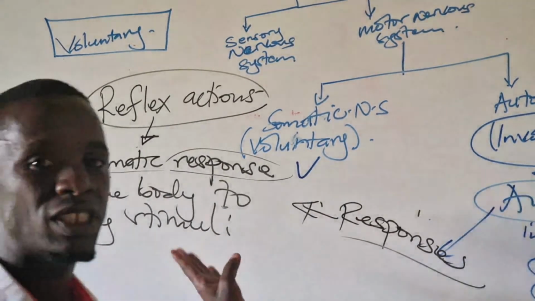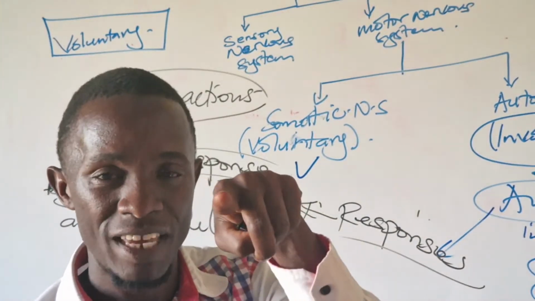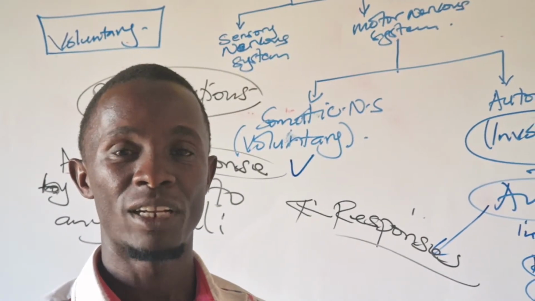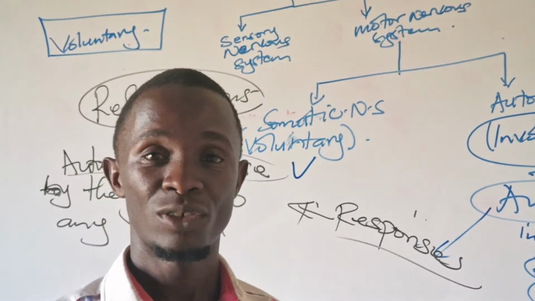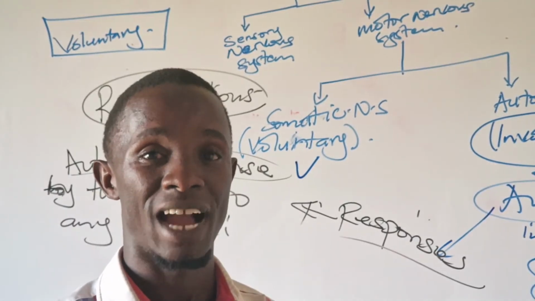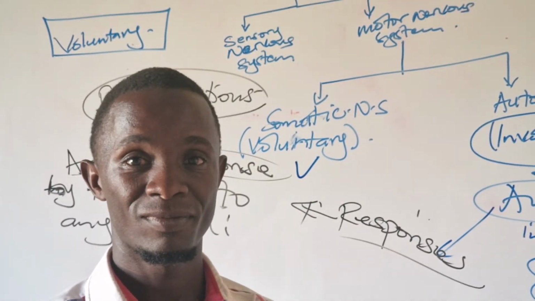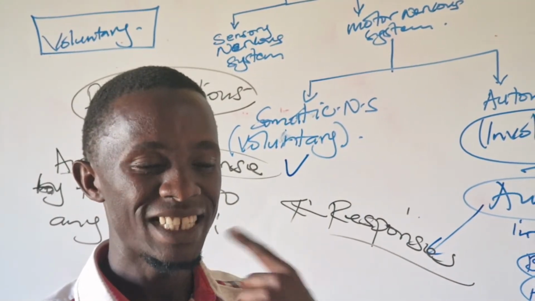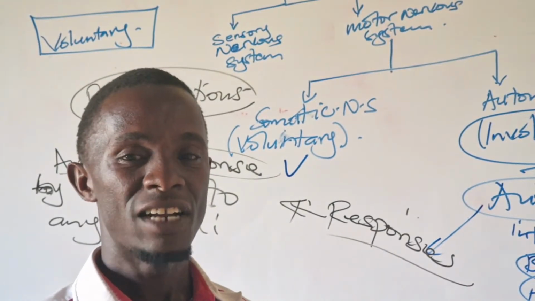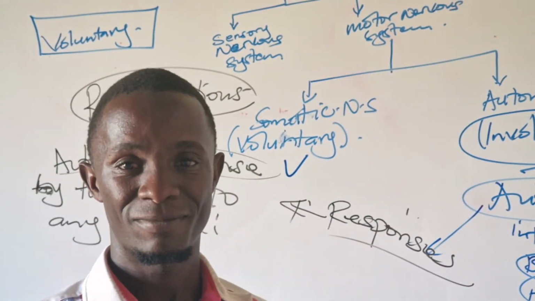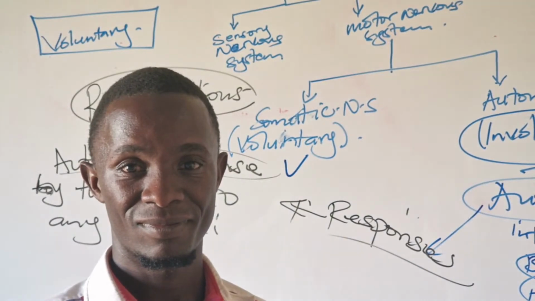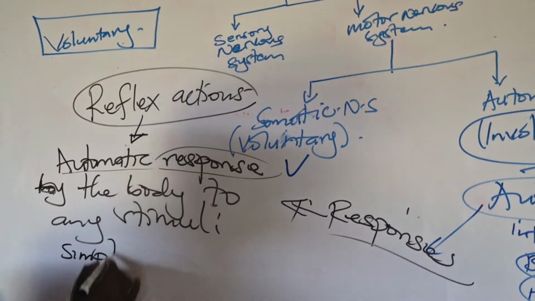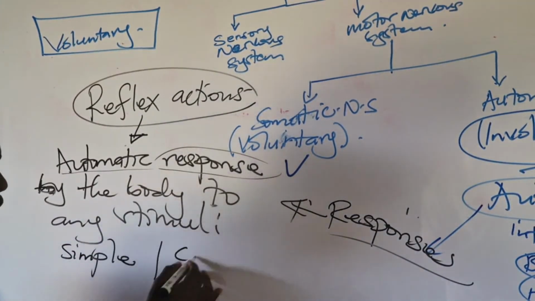When someone tries to slap or to point a finger close to your eye and the eye closes automatically, that is a reflex action. You do not control the closing of the eye. When you maybe inhale dust and you sneeze, that is a reflex action. It is automatic. The reflex actions may be simple reflex actions or conditioned reflexes.